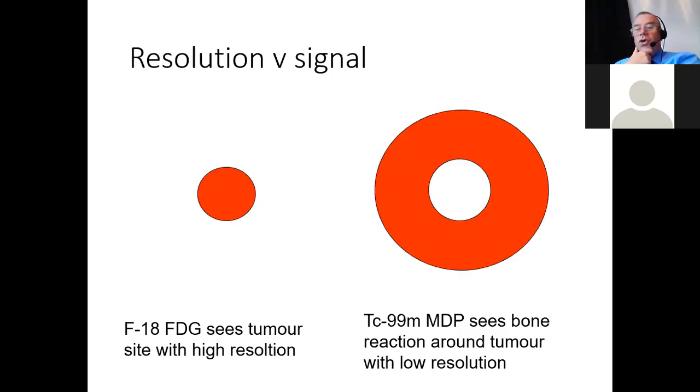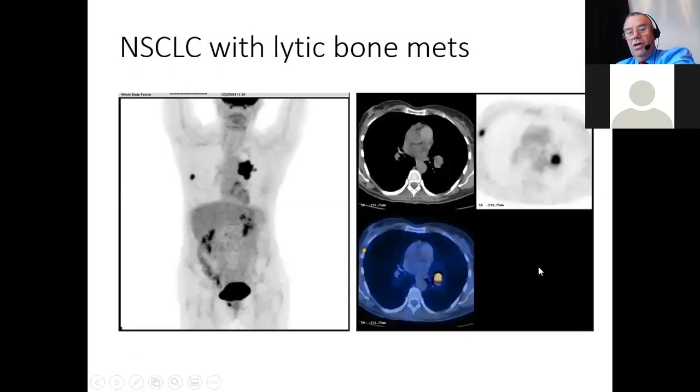Now the question is, what can we see? Well, the problem is that it's all to do with resolution and signal. So in FDG, you'll see the tumor with very high resolution, but a bone scintigraphy doesn't see the tumor, but it sees the bone reaction around the tumor, and that might be a bigger area. So it may be possible still to see some areas on the bone scintigraphy you can't see on the FDG, because you're getting a bigger signal from the reactive bone around the actual tumor.